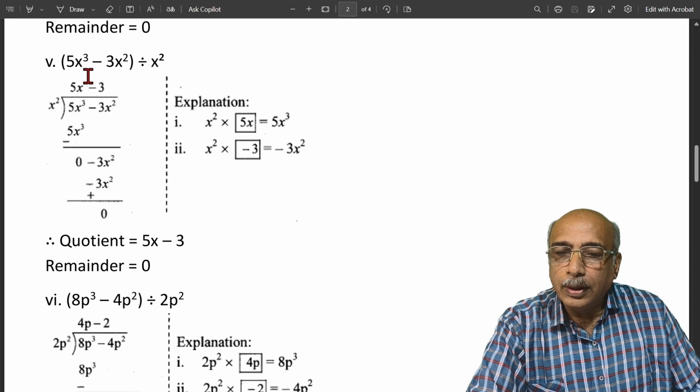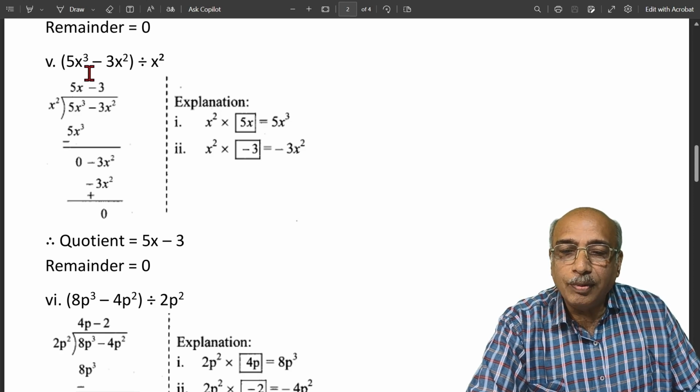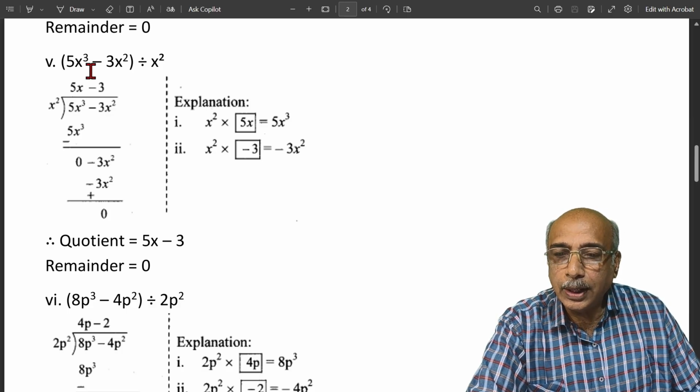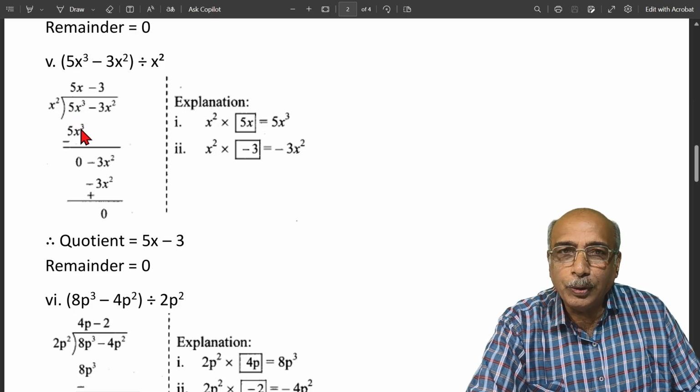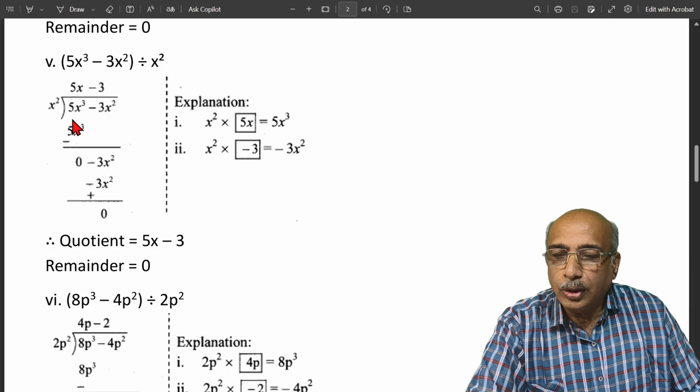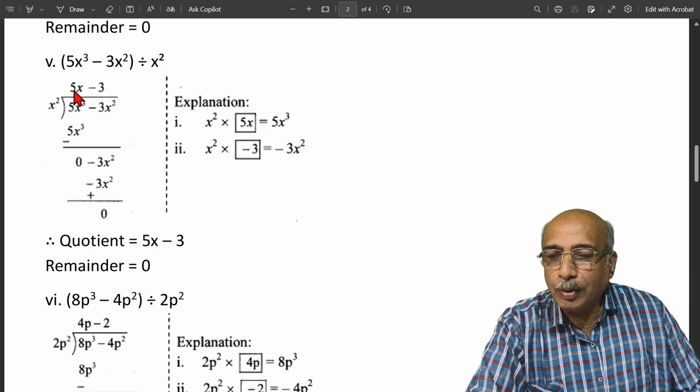Fifth, now here the binomial is divided by monomial. Earlier the examples were monomial divided by monomial. Here binomial is divided by monomial. So 5x cube minus 3x square is divisible by x square. So first we will think of only 5x cube. So what is their term? X square. So I want 5 here. So I will multiply by 5. Then x cube is there.